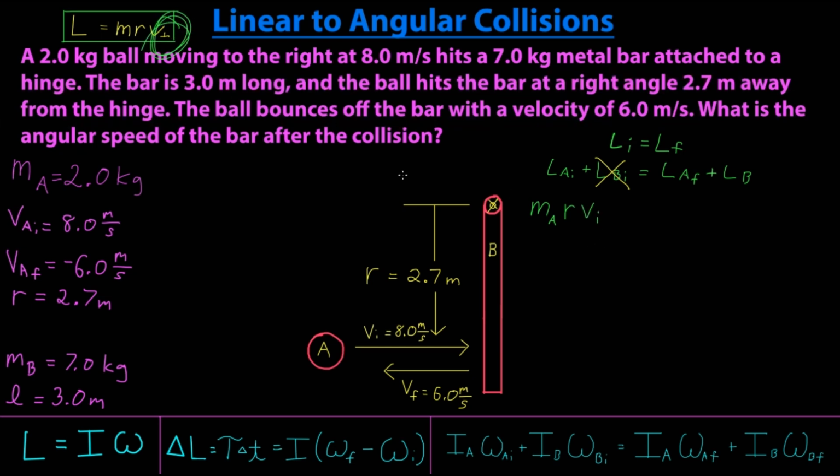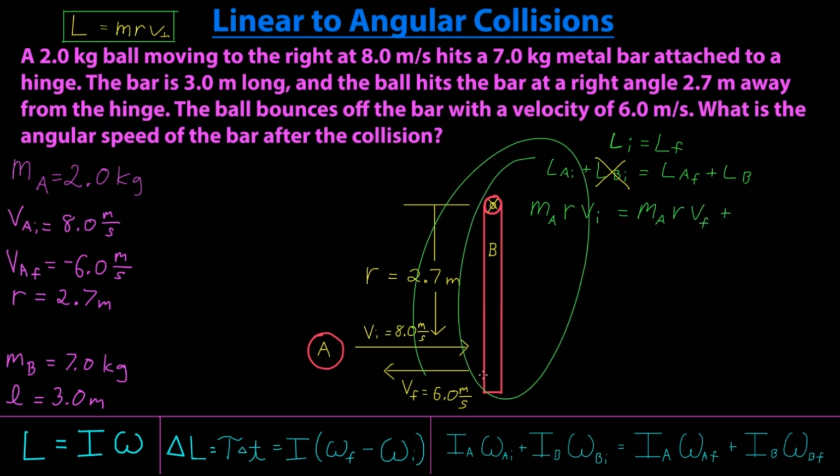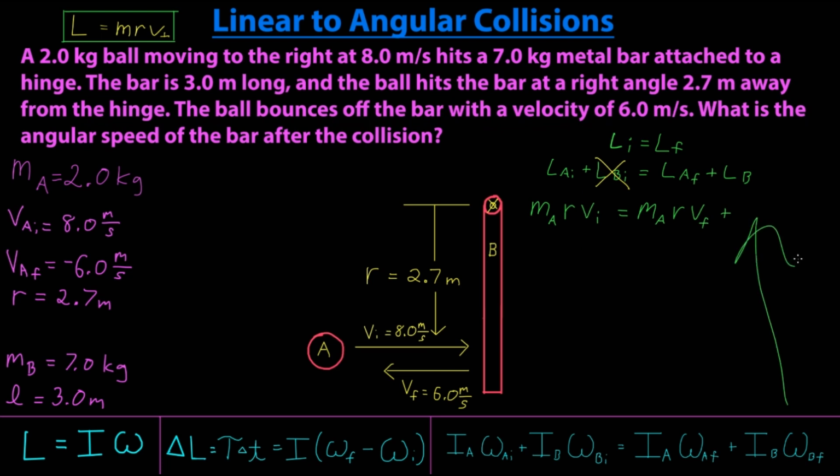Remember, the velocity has to be perpendicular to the lever arm, which it is because we said it's a 90-degree angle, equals the ball bounces off, mass A, radius, velocity final, plus the bar is moving rotationally, so I'm just going to keep the rotational equation, moment of inertia of the bar, and final angular velocity of the bar, which is what we are looking for.